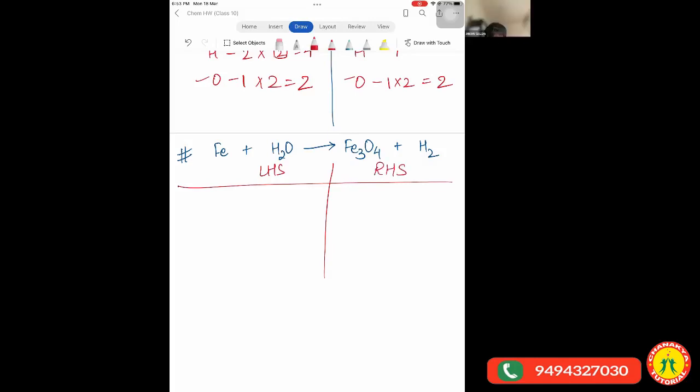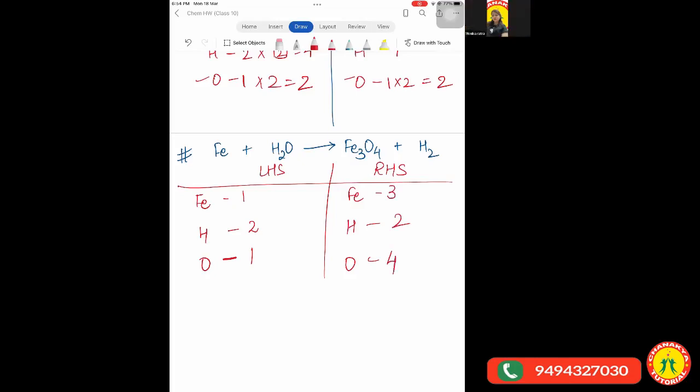Ma'am, I haven't solved that yet. You solved it. Meher, can you tell me how to do this one? Ma'am, I didn't solve it yet, but I can try. You try it here itself and then you can note it down in your notebook, right? Ma'am, the elements are Fe, hydrogen and oxygen. That's correct. And in LHS, it's 1 Fe, 2 hydrogen and 1 oxygen. Very good. And in RHS, it's 3 Fe, 4 oxygen and 2 hydrogen.